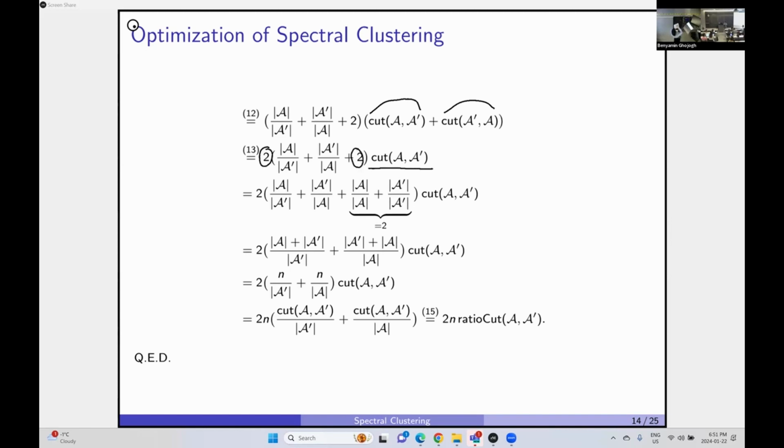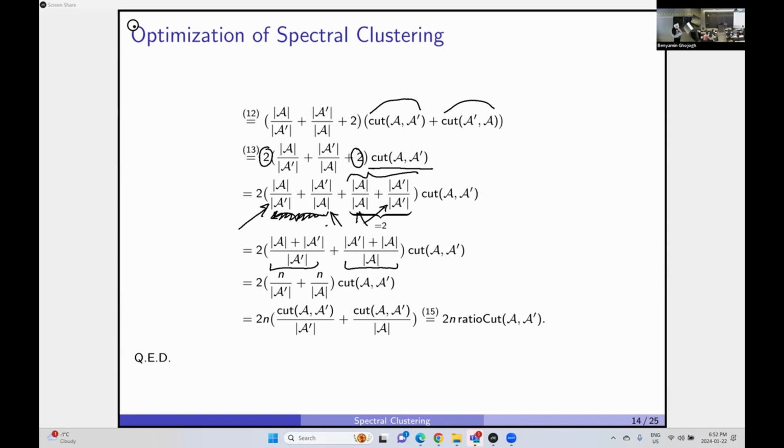I can replace these 2 with this summation. Cardinality of A over A, which is 1. Cardinality of A prime over A prime, which is 1. 1 plus 1 equals 2. Right? Then I combine the 2 fractions based on their denominator. So I will have this and this. So this, I combine with this, and this with this. I will have these 2 fractions.